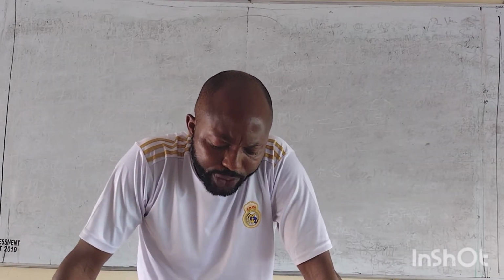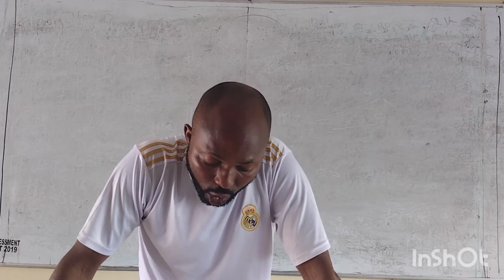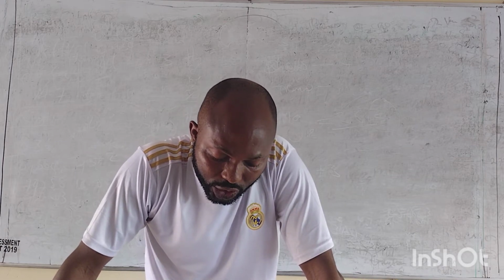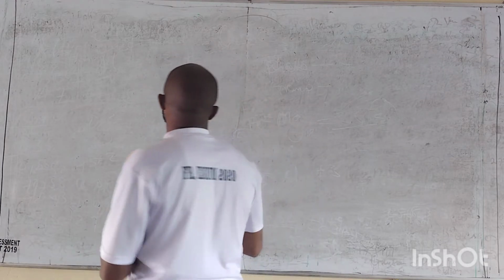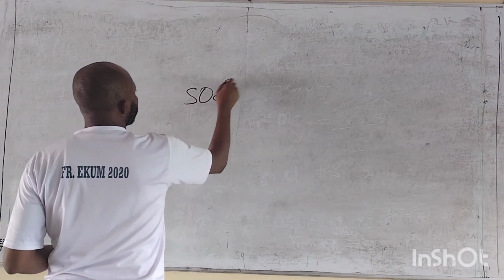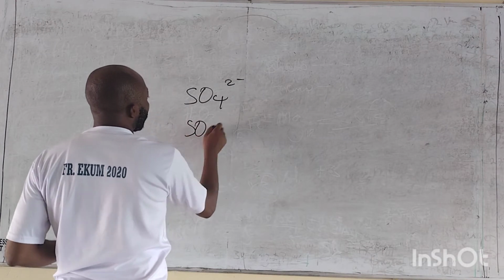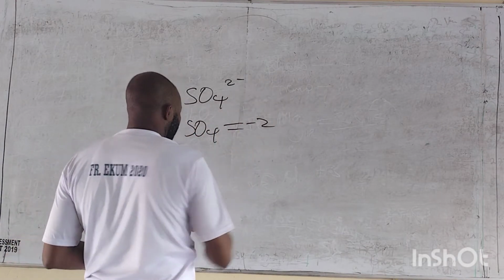4. The algebraic sum of the oxidation numbers of all the atoms in an ion is equal to the overall charge of the ion. That is that of the one I just gave you, the SO4 2 minus. So SO4 is equal to minus 2, the overall charge.